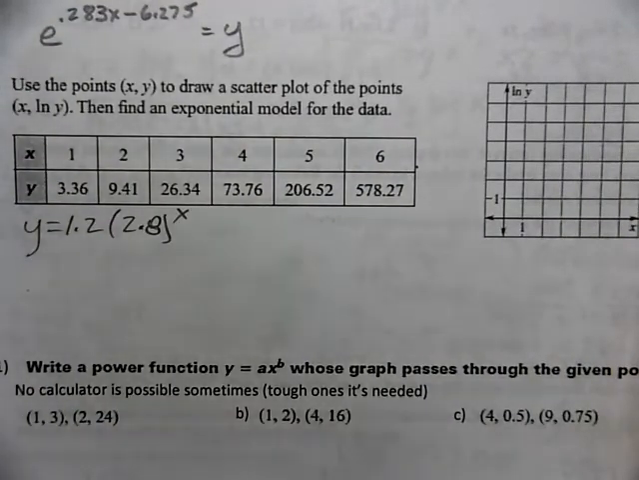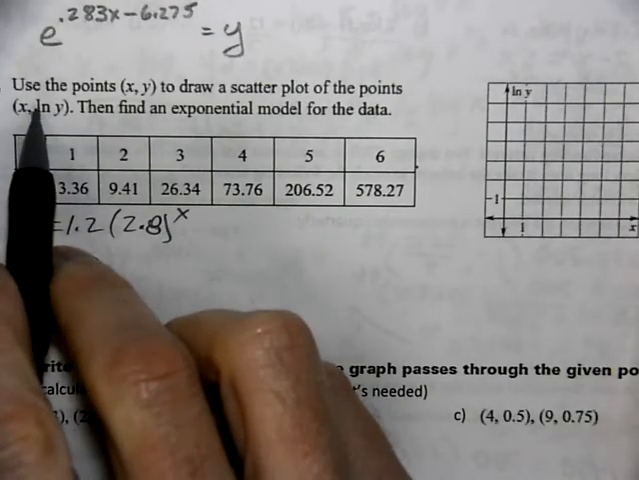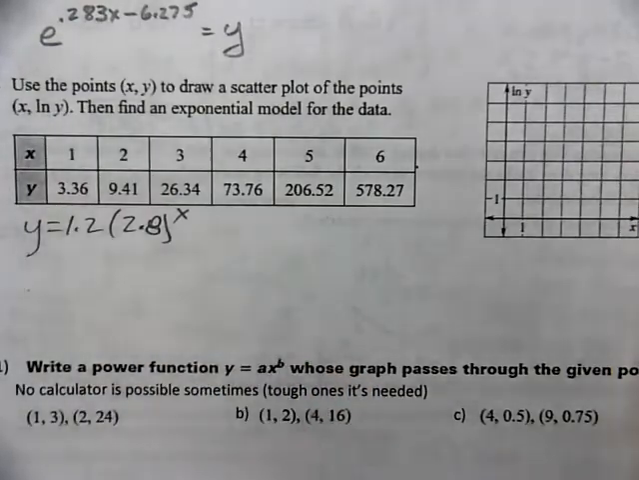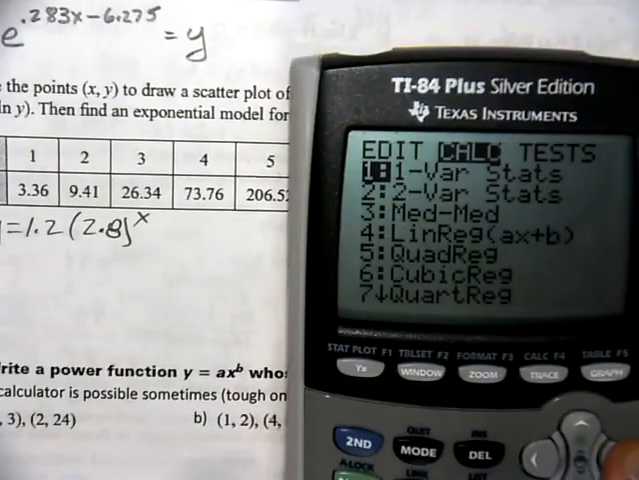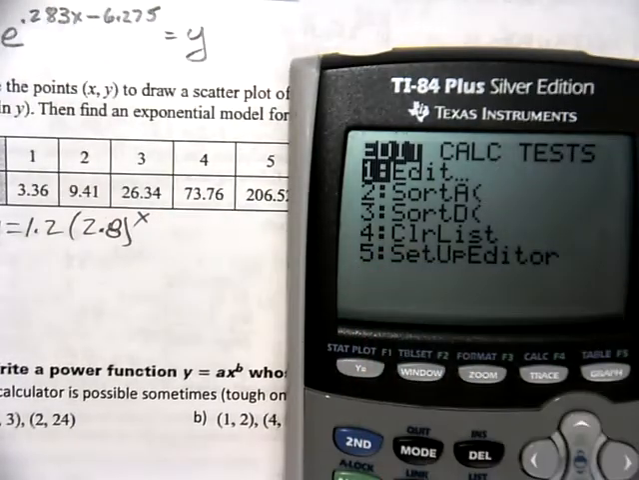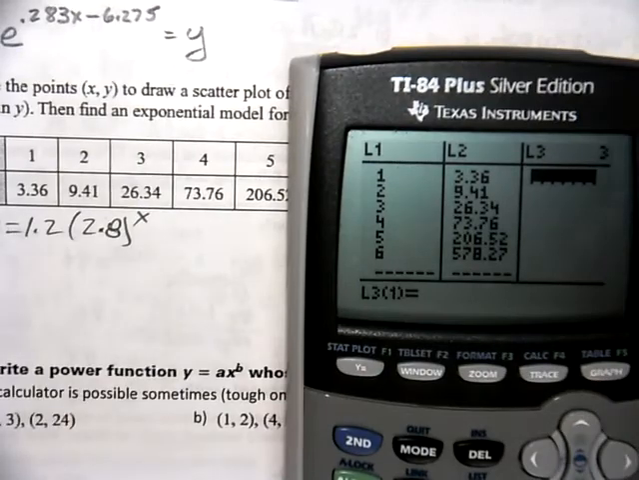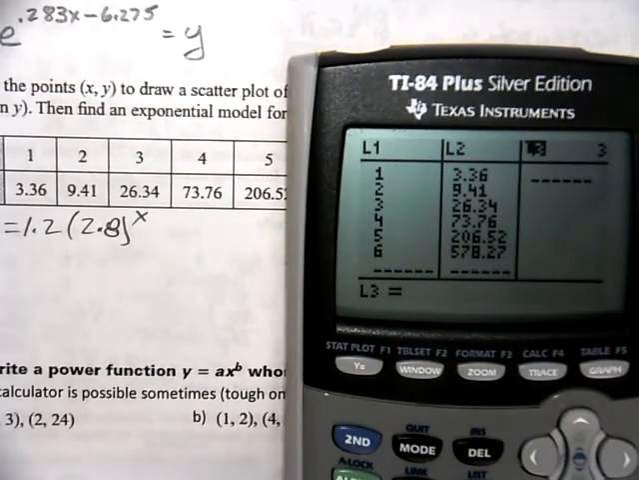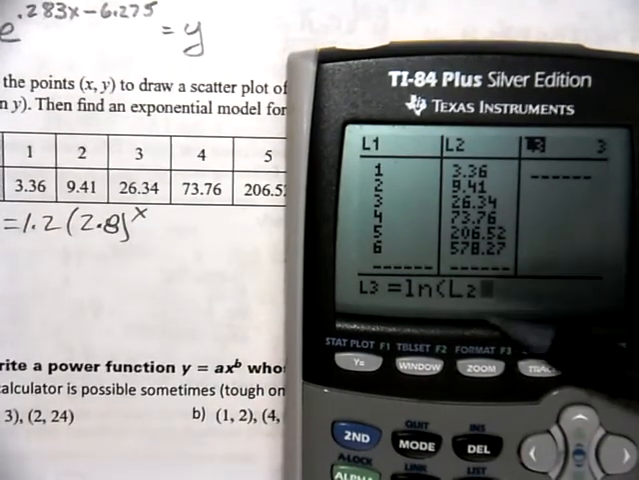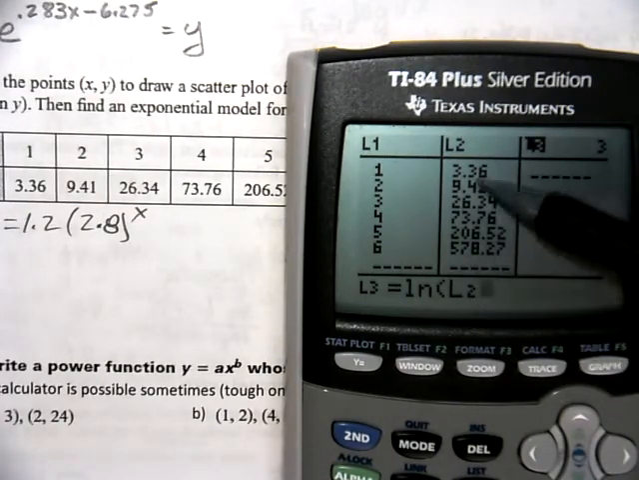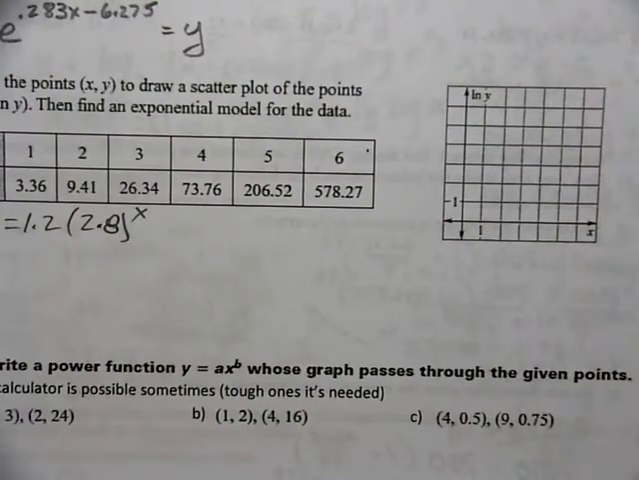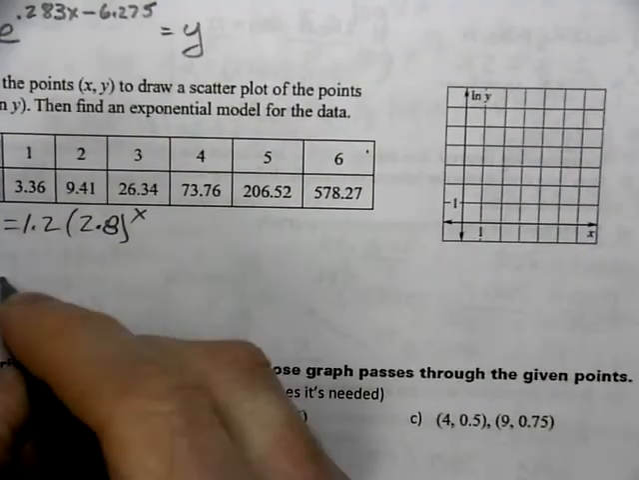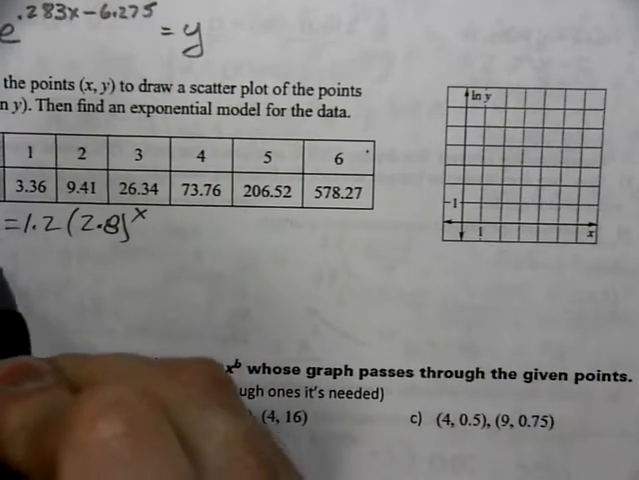It says draw a scatter plot of x to the natural log of y. Well, to figure out what the natural log of y is going to be, we go to Stat, over to Edit, we'll stay at Edit, and in L3, we'll go up on top of L3 and type in natural log of L2, because L2 were all of our y values. You could type it in here individually every time, or you could have the calculator do it automatically by hitting enter. It puts all the numbers in. So those numbers are going to be making this table. We have the natural log of y now.